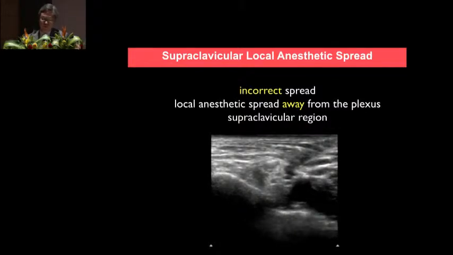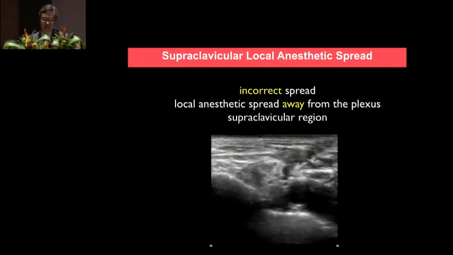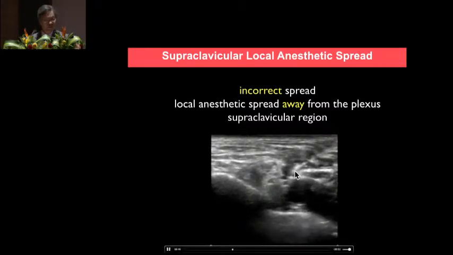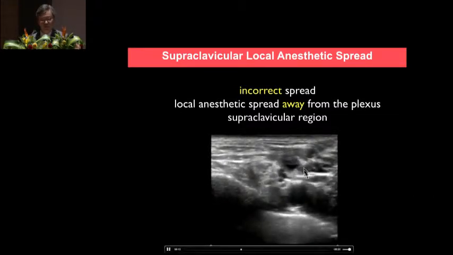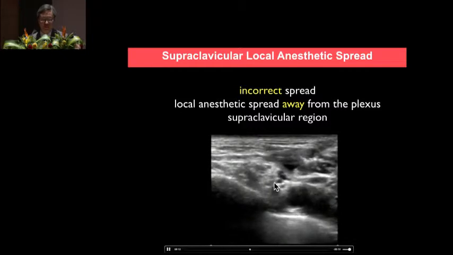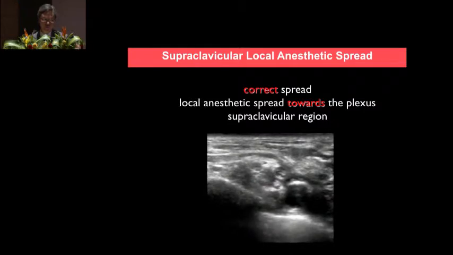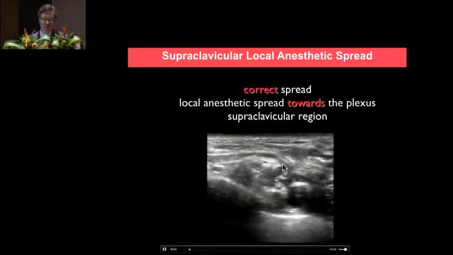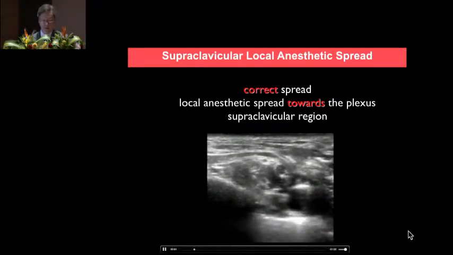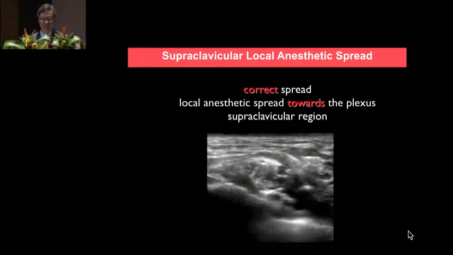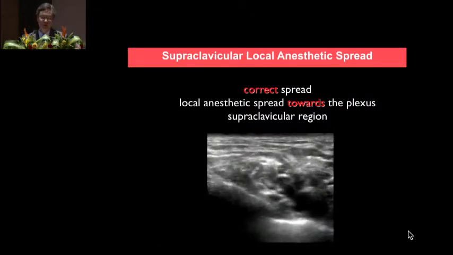Ultrasound can also tell you not just whether the stimulation is good, but whether the spread is inside the sheath or not. And if you see the local anesthetic spreading away from the plexus, that's not good. In fact, I have to push the needle a little bit more in order to get to the plexus, and now I get a good spread pattern. So recognizing local anesthetic spread pattern is very important with ultrasound.